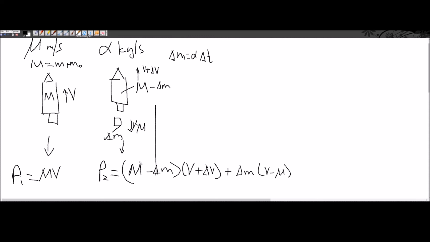Oops. Let me fix that. You're going up with v, right, already, but then you're thrusting down with mu. So your velocity is going to be v minus mu, right? Hope that makes sense. All right.